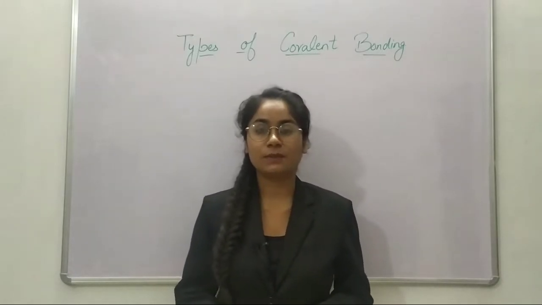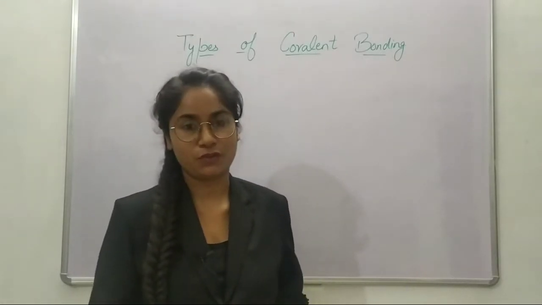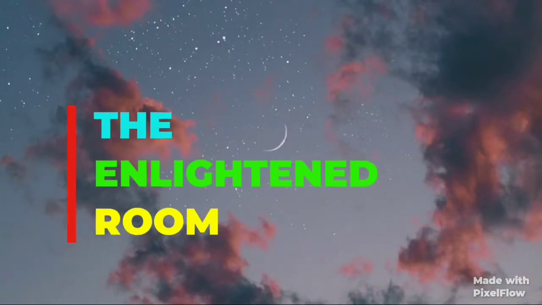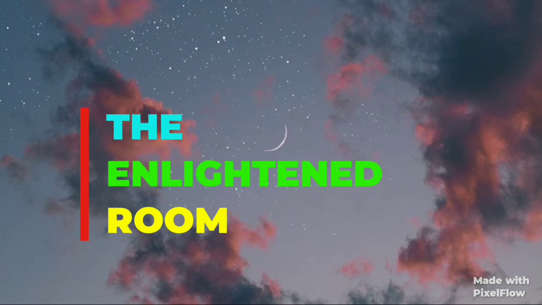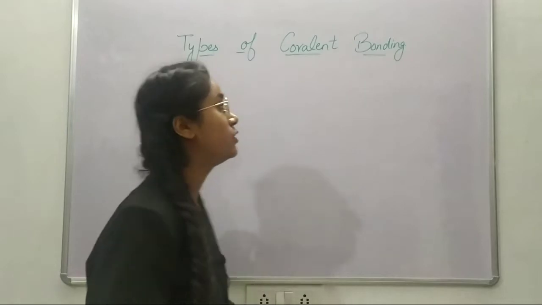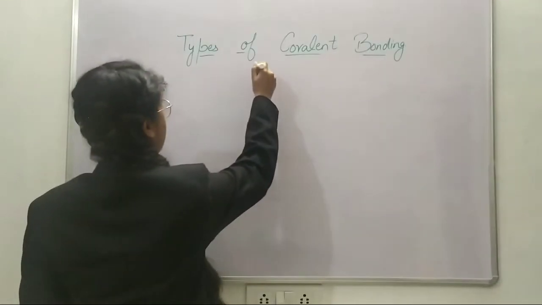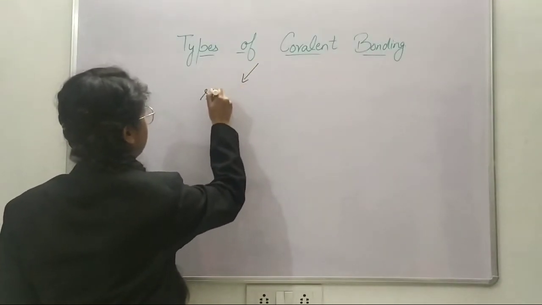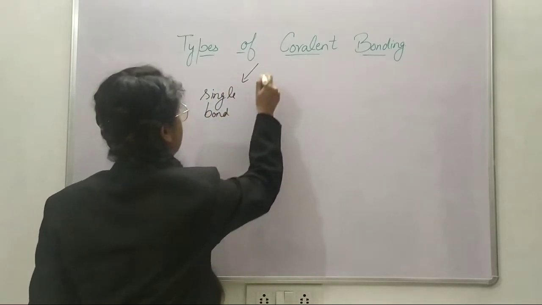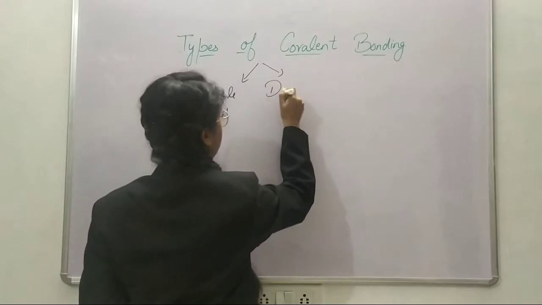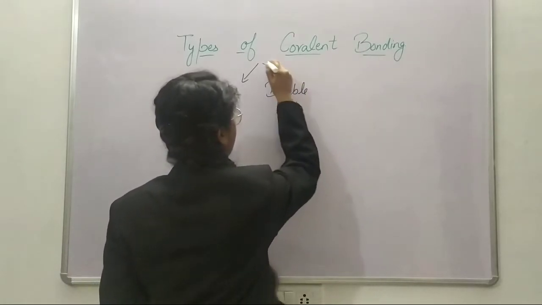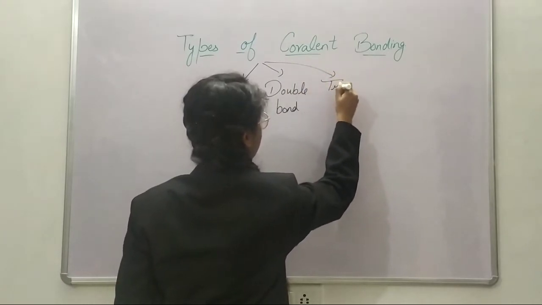Today in this video we will discuss types of covalent bonding. So let's get started. Well, dear students, covalent bonding can be considered of three types. First one is single bond. Second one is double bond. And third one is triple bond.